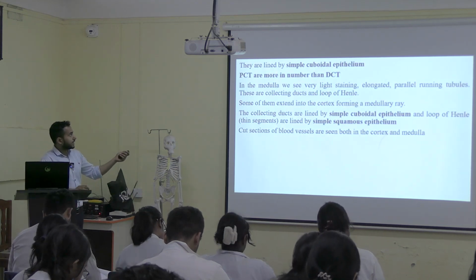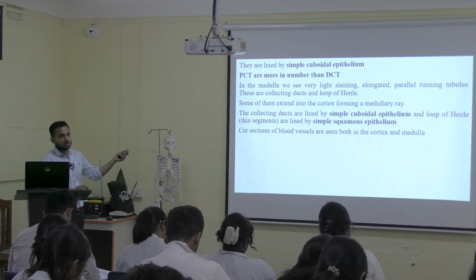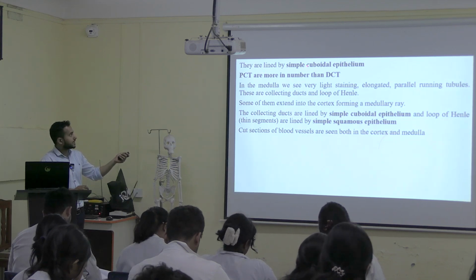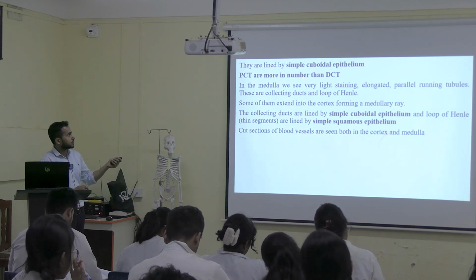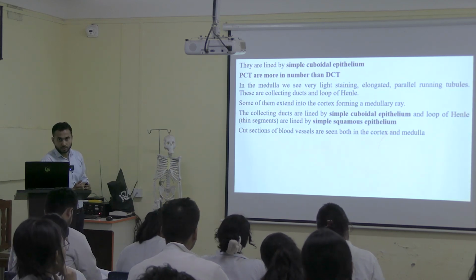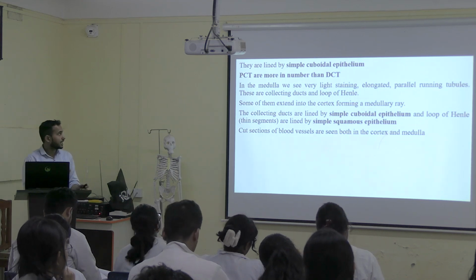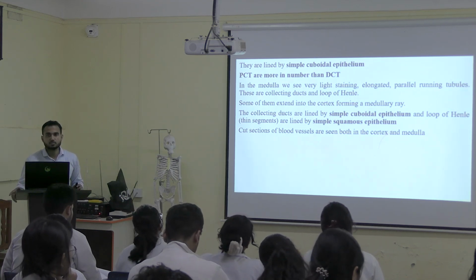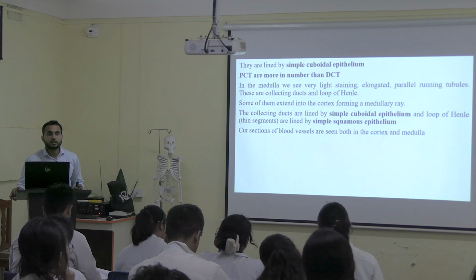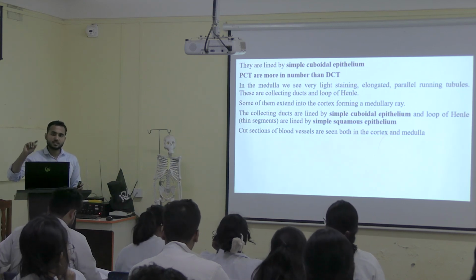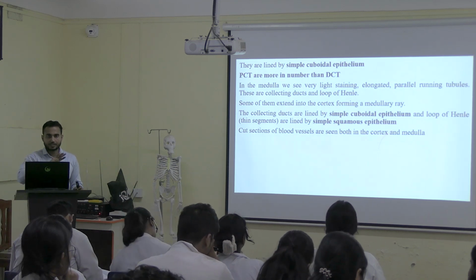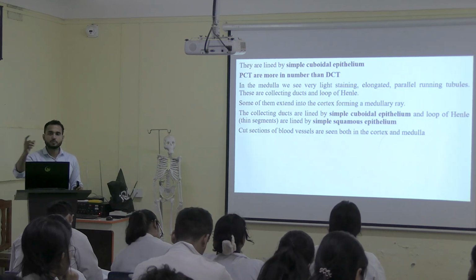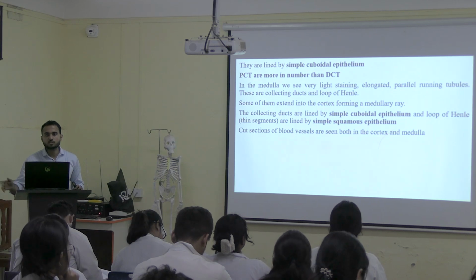So already I mentioned that the DCT, they are lined by simple cuboidal epithelium. Okay. Next, the number of PCT are more than the number of DCT. Can you tell me why the number of PCT are more as compared to DCT? Because if you see the length of the PCT, it is more as compared to the length of the DCT. So in a cut section, more number of PCT will appear as compared to the DCT.